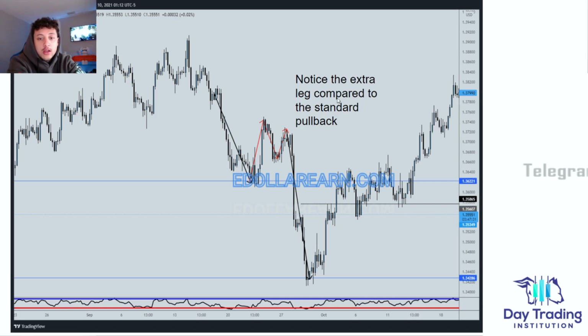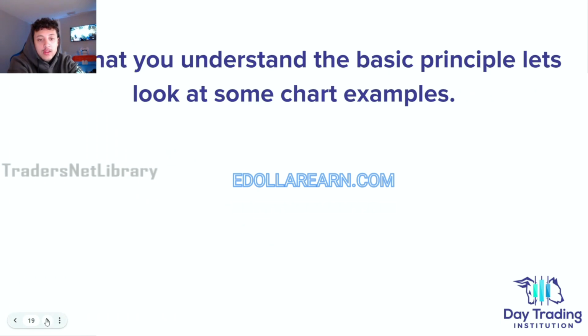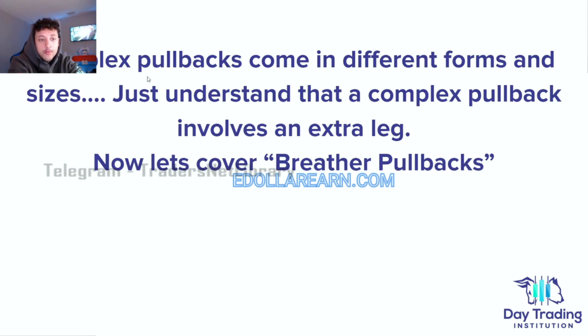Notice the extra leg compared to the standard pullback, which again is going to be one leg up, one leg down, right? Notice again the extra leg. Instead of it being one leg up and then one leg down where it goes lower, it's simply a pullback and then the next leg down. Now, complex pullbacks come in different forms and different sizes. Just understand that a complex pullback involves an extra leg.